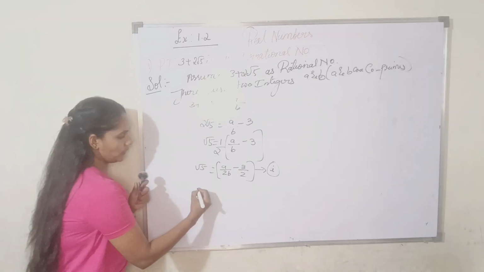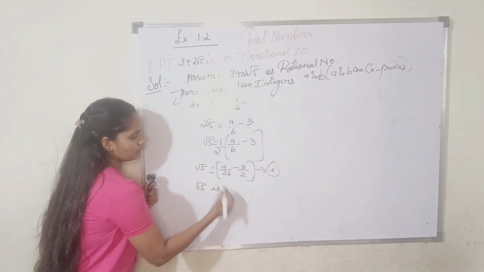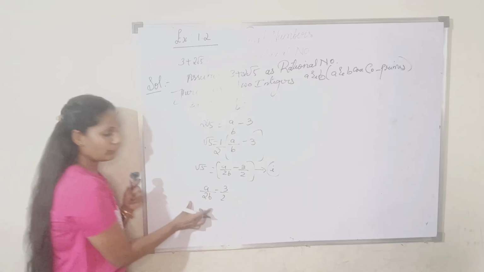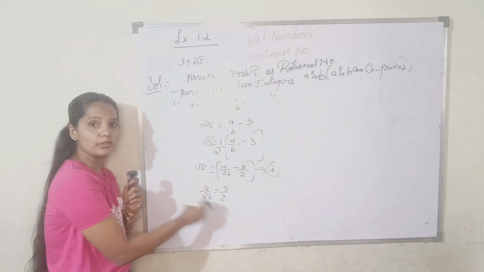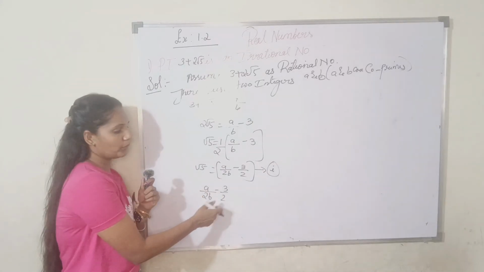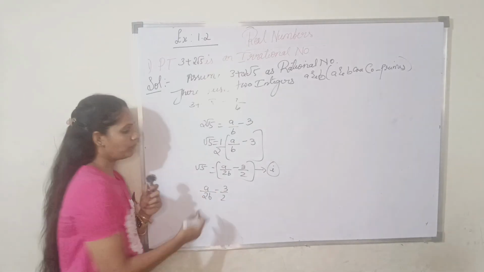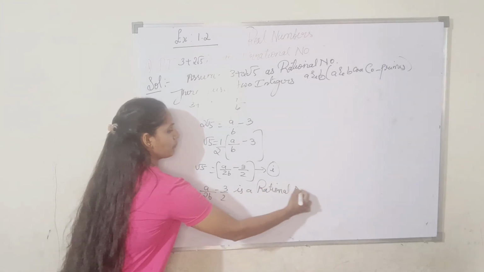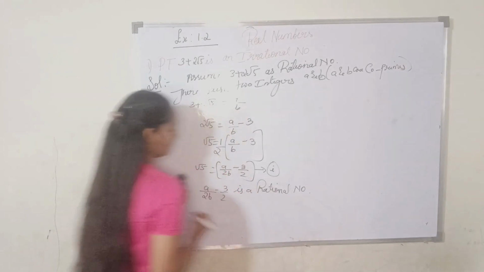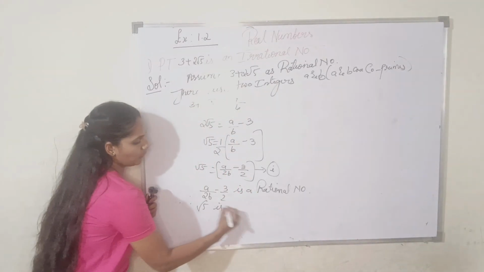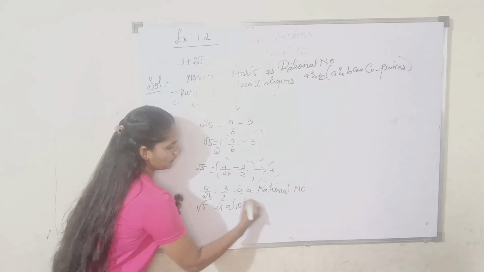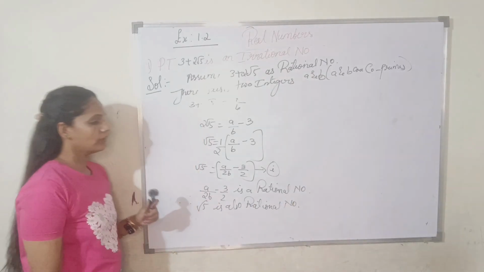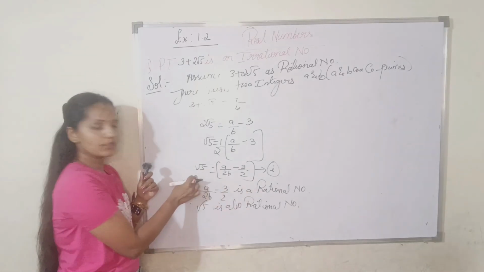Now, root 5 is a by 2b minus 3 by 2. If you see the number itself, you can say that this is a rational number, correct? A by 2b and 3 by 2, as it is in numerator and denominator form, is a rational number. Therefore, root 5 is also a rational number. How? Because this is equal to this we got.